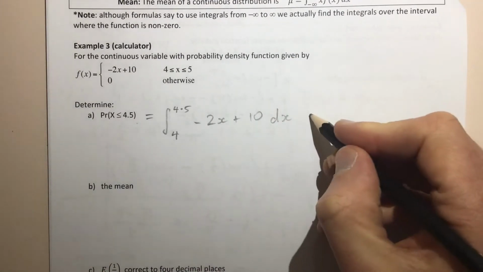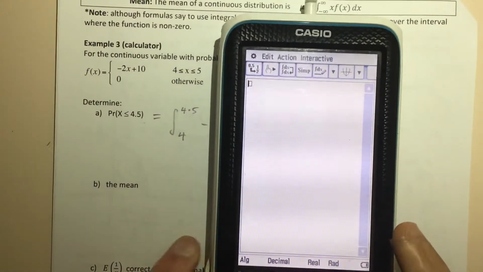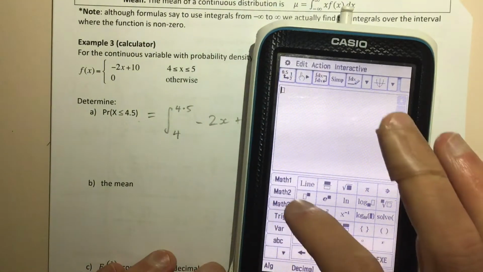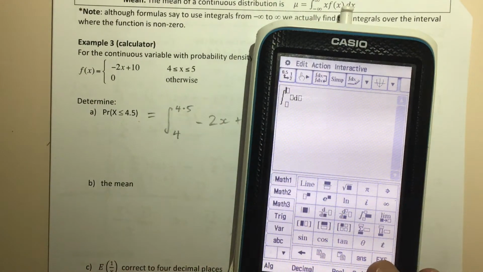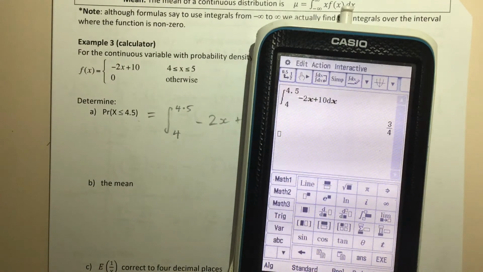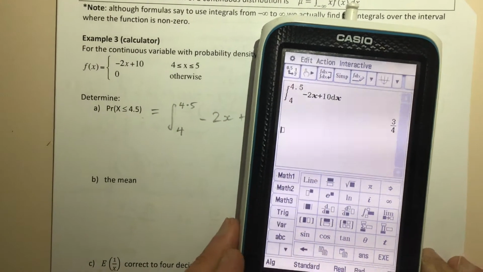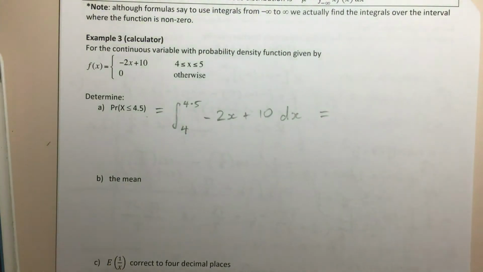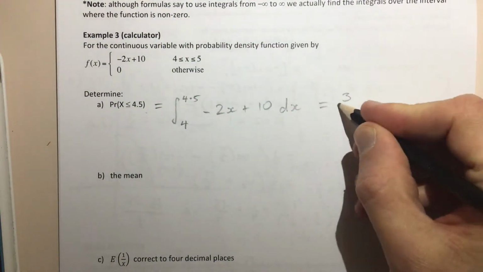That's probably one we could work out without the calculator, but it's a calculator allowed question, so let's do it that way. We're going to plug in the integral, then the function, integrate with respect to x. Pop it in standard mode, and we get 3/4. Okay. Now remember that was a probability, so we had to get a number between 0 and 1. If it was anything else, we would have double checked our inputs, but we get the probability of 3/4.